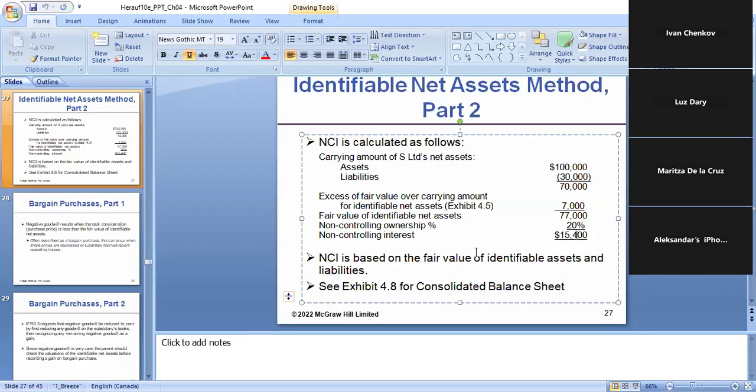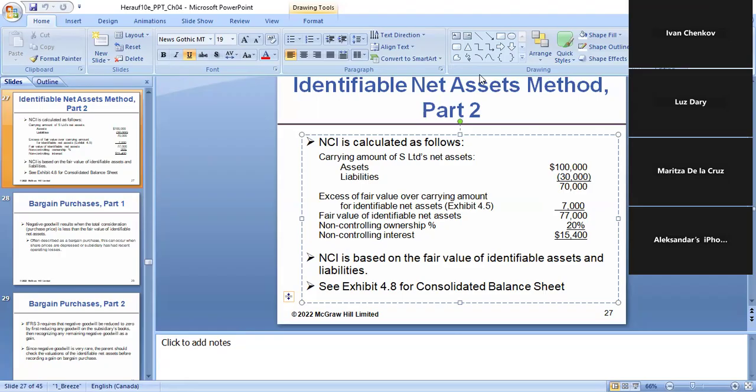Okay, guys. That will be all for me for today. We're staying only on the acquisition date. We're not moving any further. And at the acquisition date, the two scenarios: either you purchase the 100% of the shares, or less than 100% of the shares.